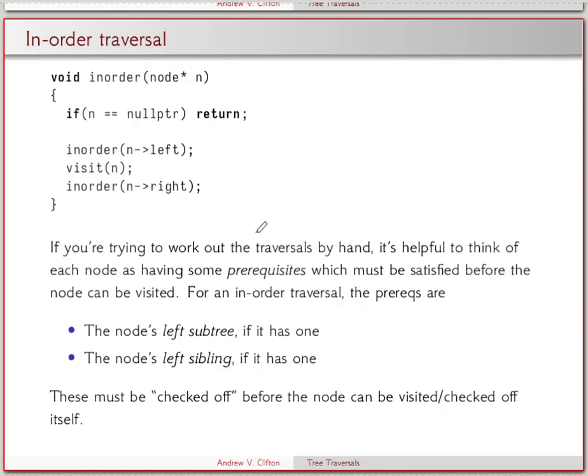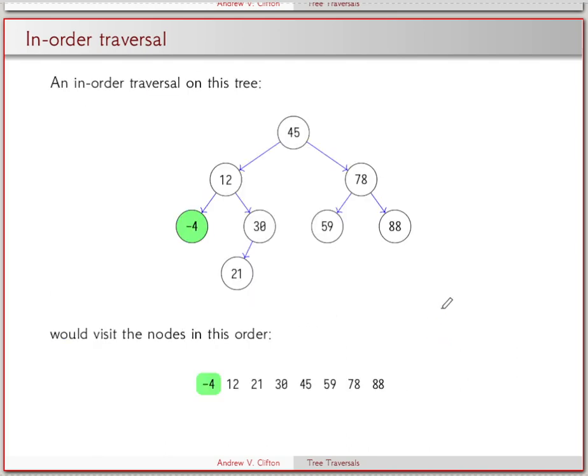If you're trying to do it by hand, you can think of this as each node having some prerequisites before you can visit it. So it's like we're checking things off. For an in-order traversal, the prerequisites are that we have to have already visited the node's left subtree and the node's left sibling, if it has those. You have to check those things off before we can go to the node itself. So here's an example of an in-order traversal on this tree.